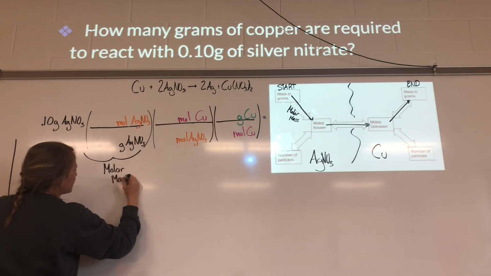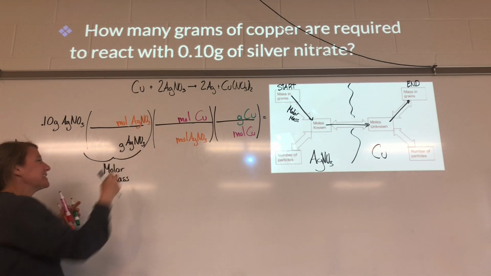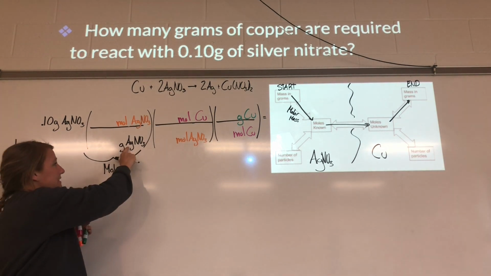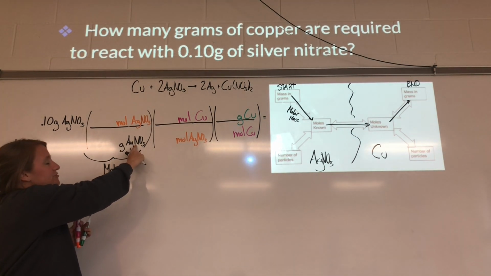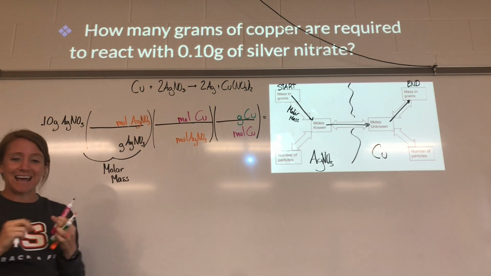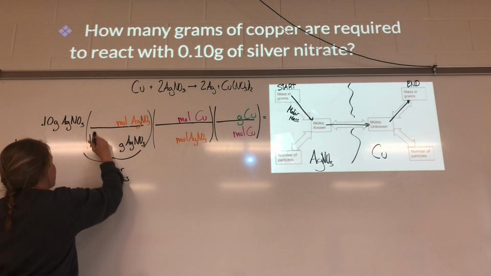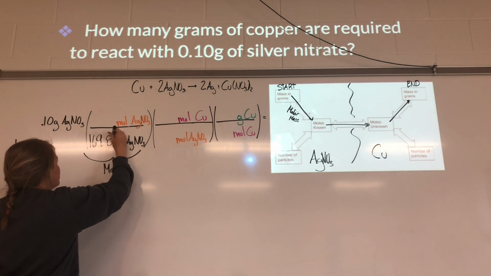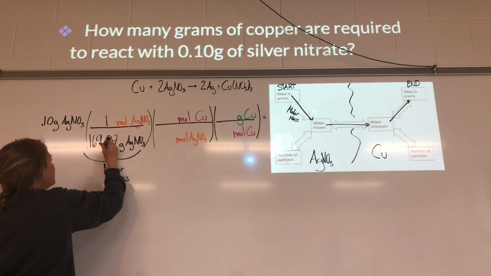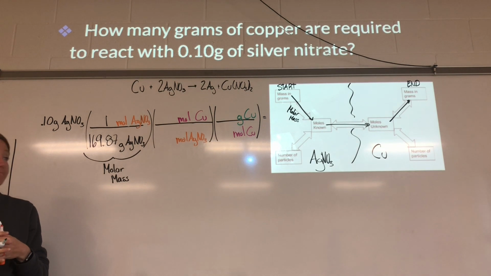Now, molar mass is where we take all the individual components and add them together. So we'll take the mass of silver, the mass of nitrogen, and the mass of 3 oxygens, add them up. When we do so, we get 169.87 for every 1 silver nitrate.